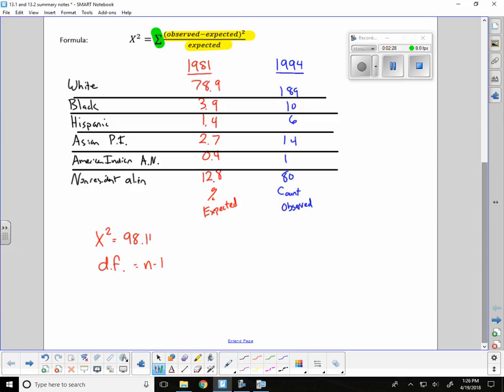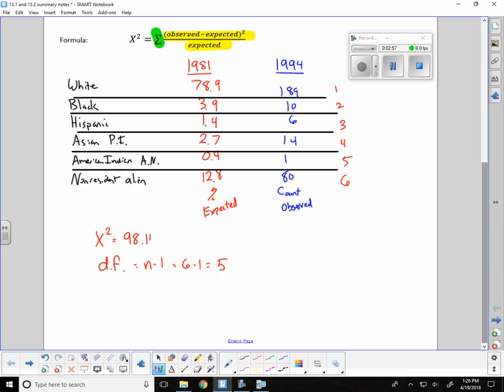So there were 1, 2, 3, 4, 5, 6 different categories that we were using. 6 things where we had an observed and an expected value. So that's our N. Our N is 6, but our degrees of freedom is 5. It's 1 less than the value of N.